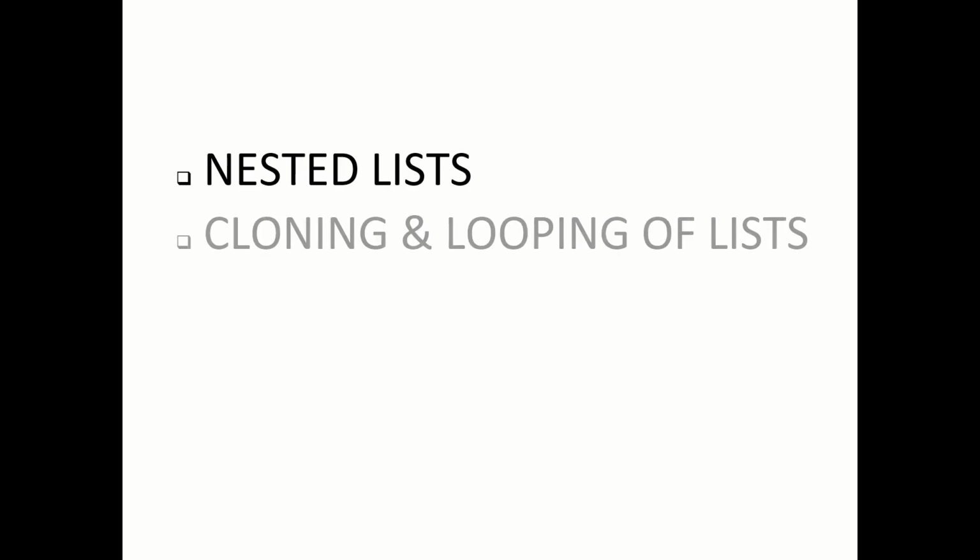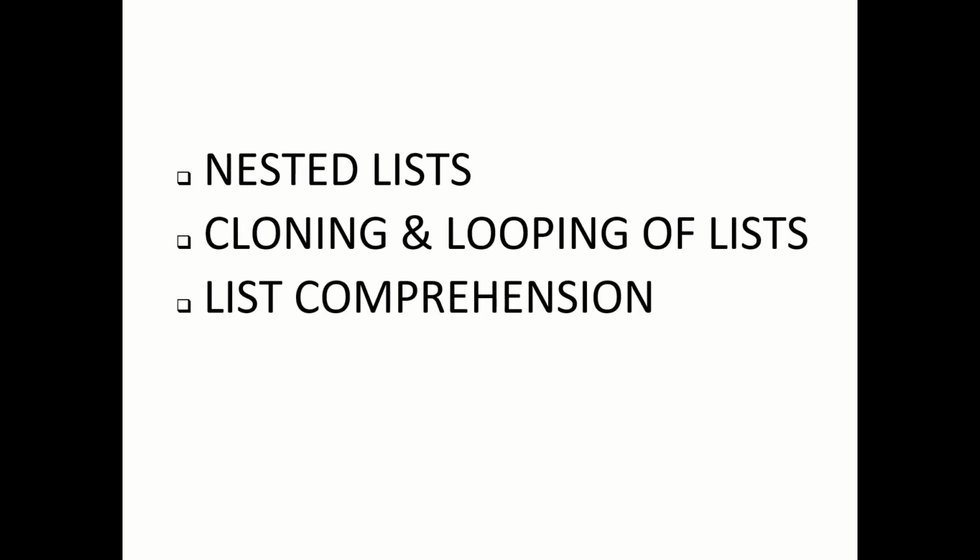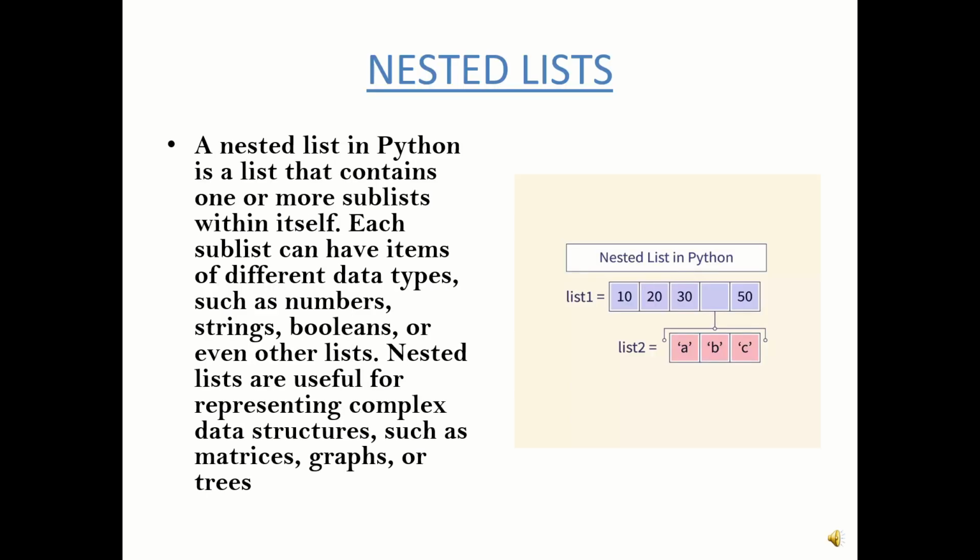In this video, we are going to discuss nested list, cloning and looping of lists, list comprehension. Let's discuss nested list. What is a nested list? A nested list in Python is a list that contains one or more sublists within itself. Each sublist can have items of different data types such as numbers, strings, booleans, or even other lists, as shown in a figure. Nested lists are useful for representing complex data structures such as matrices, graphs, or trees.